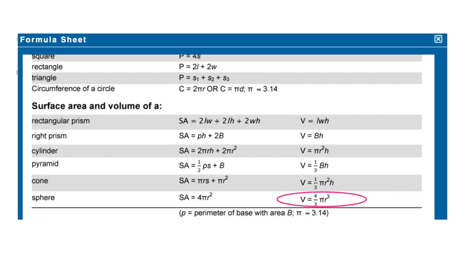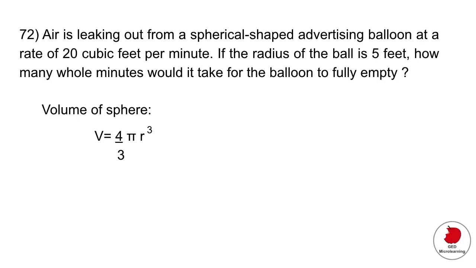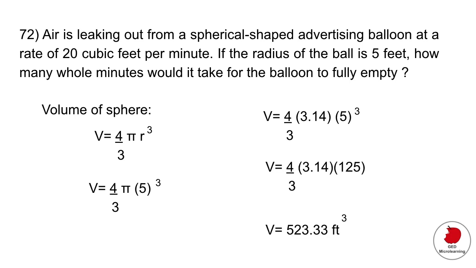Okay, so the volume, how much volume does it hold? So you would use this formula in your formula sheet. Okay, and here all you have to do is enter the value for the radius, which they tell us in the question is 5 feet. So if you put it in there like that, and you multiply by pi, which remember is 3.14, you end up with that volume. Okay, so that's the amount of air that is contained inside that spherical shaped advertising balloon.